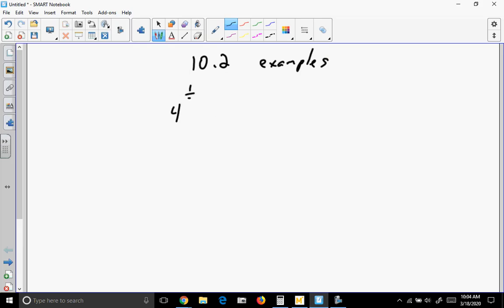4 to the 1/2 power. So they want us to rewrite this in radical form, and then they want us to simplify the radical. So remember, when we have an exponent that's a fraction, the numerator tells us the power, the denominator tells us the root. So we are taking the square root of 4 to the first power, which is just the square root of 4. And of course, the square root of 4 is 2.